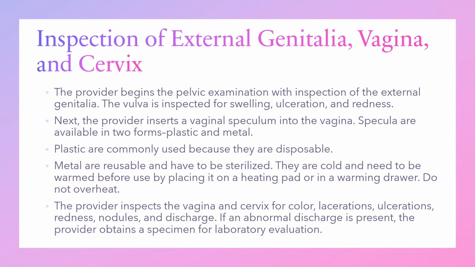The provider inspects the vagina and cervix for color, lacerations, ulcerations, redness, nodules, and discharge. If an abnormal discharge is present, they can obtain a specimen and send it off to the lab to see what it could be. Examples of pathologic conditions that can produce discharge include vaginal infections like bacterial vaginosis, vulvovaginal candidiasis, which is a yeast infection, trichomoniasis, chlamydia, and gonorrhea, which we will talk about later in this chapter.